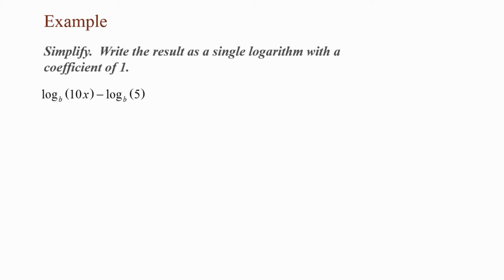In this example, simplify, write the result as a single logarithm with a coefficient of 1. Log base b of 10x minus log base b of 5. Since they both have the same base, I can write this as log base b of 10x divided by 5. Reducing, I have log base b of 2x.